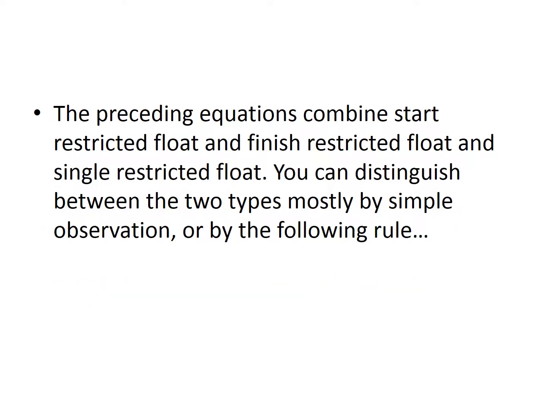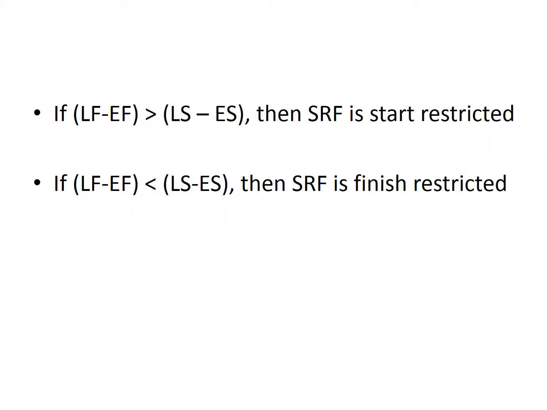All right, the preceding equations combine start restricted float and finish restricted float and single restricted float. You can distinguish the two types mostly by simple observation or by the following rule. And again, these are just further differentiation. The test question might refer to what type of float does this example have, and I would expect you to differentiate ultimately by start restricted and finish restricted float.